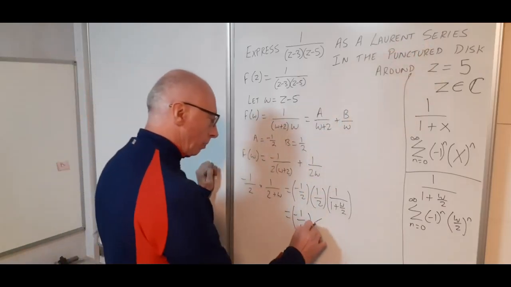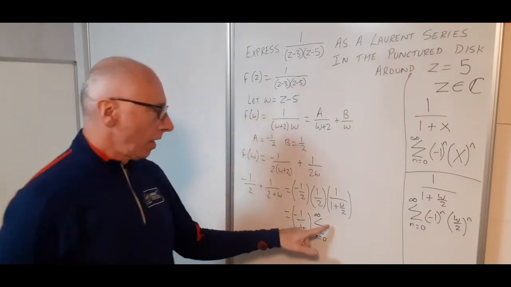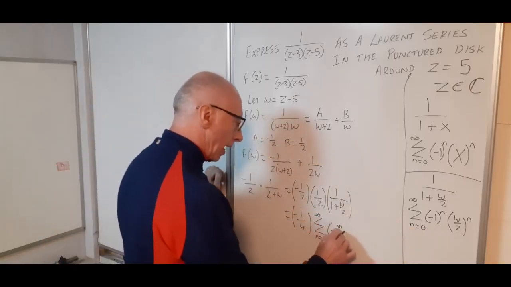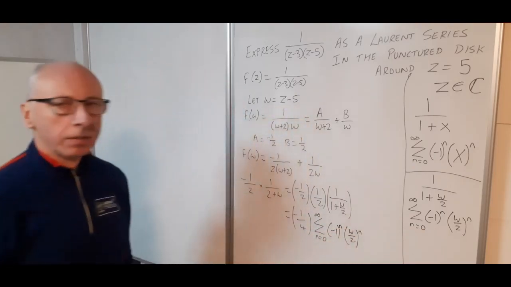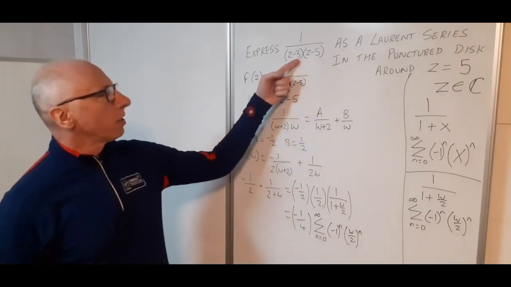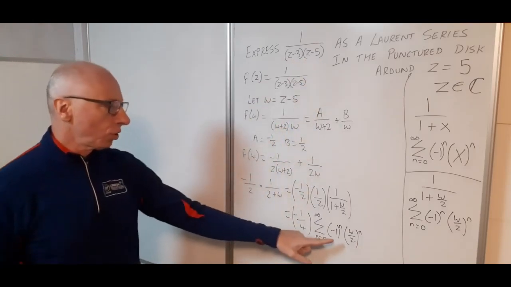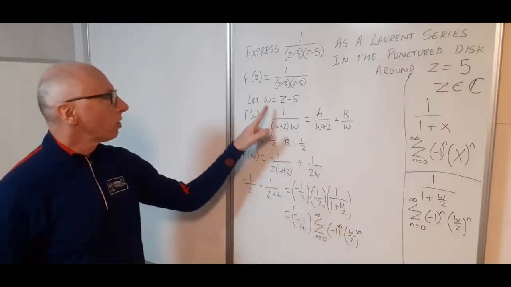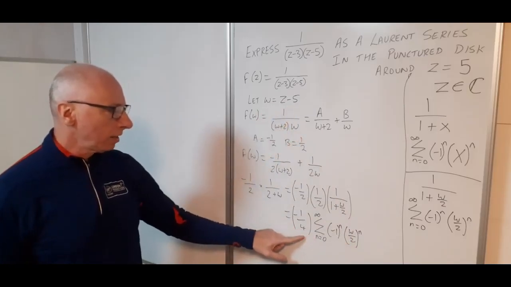So now let's put my series there, n equals 0 to infinity, minus 1 to the n, and w over 2 to the n. Okay, now remember we're finding the series in terms of z, so what I want now is just to transfer this in terms of z. So what is w? That is z minus 5. So I can substitute that into here.